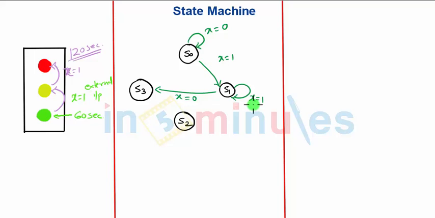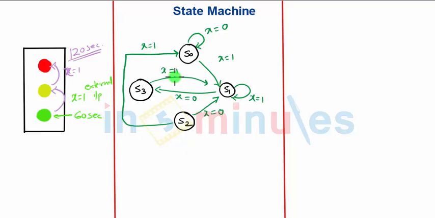For S2, if X equal to 0 is applied, it will go to state S1, and if X equal to 1 is applied, it will go all the way to S0. And for S3, if X equal to 1 is applied, it will again go to S1. This is how the state diagram is demonstrated for the external input X.